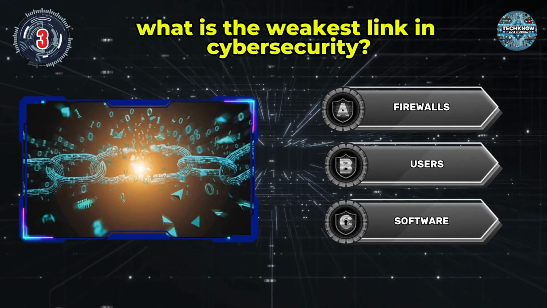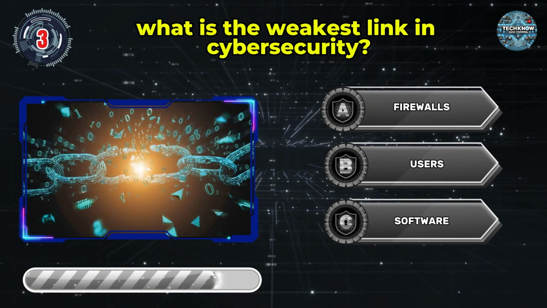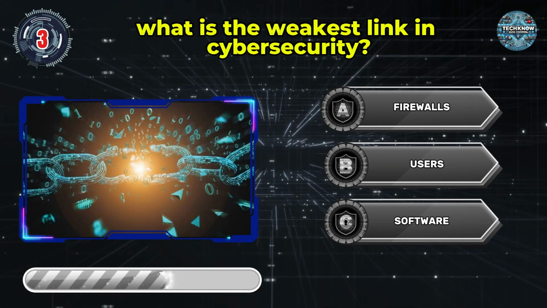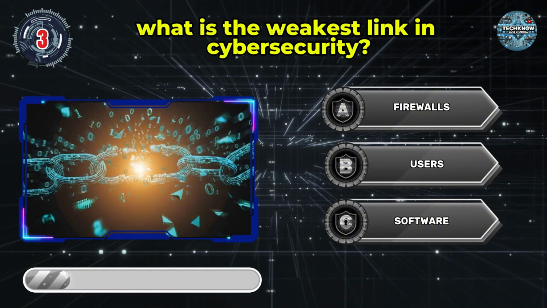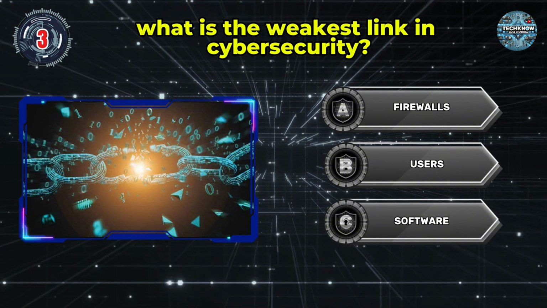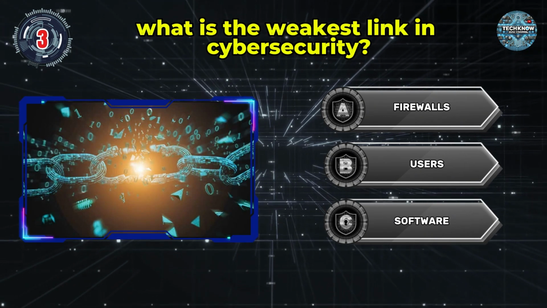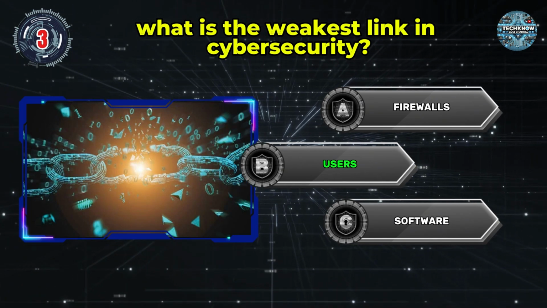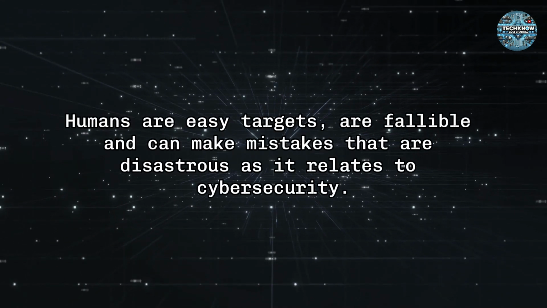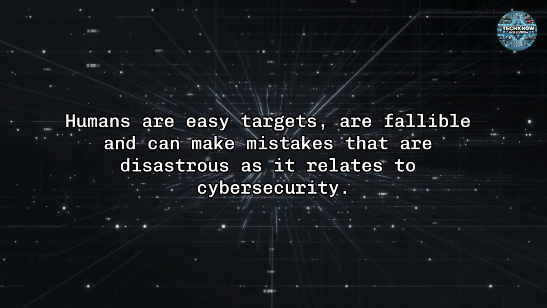What is the weakest link in cybersecurity? The correct answer is users. Humans are easy targets, are fallible, and can make mistakes that are disastrous as it relates to cybersecurity.